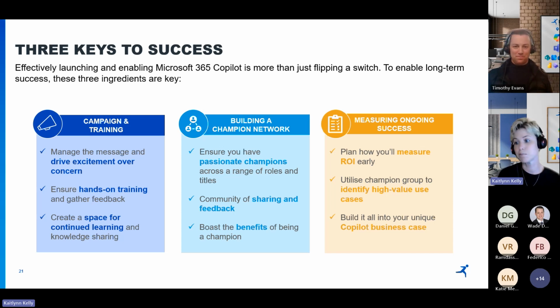Finding out that someone in your marketing team is using Copilot in a really fantastic way ignites a little bit of, ooh, I don't want to miss out on that, whether that's rooted in a bit of FOMO, a bit of jealousy, or a bit of excitement, whatever that emotion is, we want to capitalize on that so that everyone's using Copilot. And then, of course, we need to make sure we're measuring ongoing success.